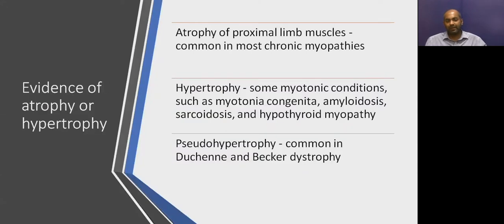For muscle examination, we can start with inspection, palpation, and then the muscle strength examination. While inspecting and palpating, we should look for any evidence of atrophy or hypertrophy. In most chronic myopathies, you can get some atrophy. True hypertrophy is seen in a few conditions like myotonia congenita, amyloidosis, sarcoidosis, etc. More common is pseudohypertrophy, where the muscle bulk is big but the muscle is weak. This we see commonly in Duchenne or Becker dystrophy.